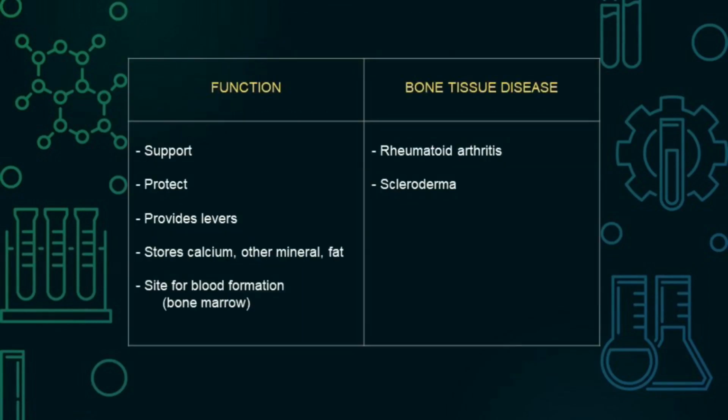The function of bone tissue is to support our body, to make up the framework, and to protect important organs in our body. It also stores calcium and other minerals and fat, while the bone marrow is the site where blood cells are formed. Some of the diseases caused by the malfunction of bone tissue are rheumatoid arthritis and scleroderma. Rheumatoid arthritis is a chronic inflammatory disorder that can affect more than just our joints, while scleroderma is a disease that most often occurs in women than in men.